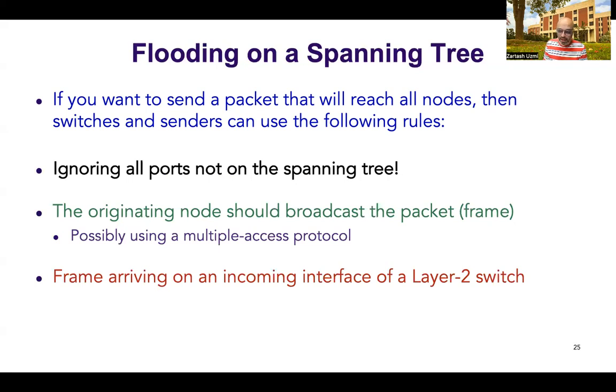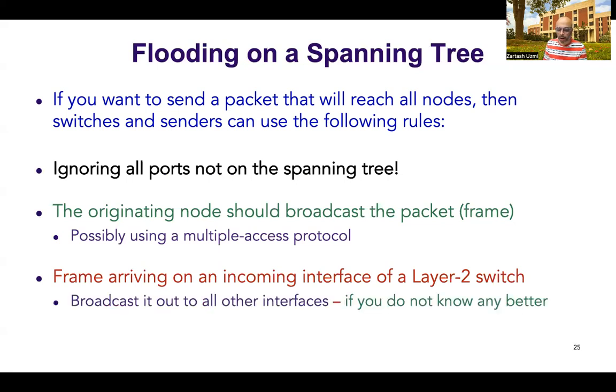And the frames arriving on an incoming interface of a layer 2 switch: if a layer 2 switch receives a frame on an incoming interface, it will broadcast it out of all of the interfaces, if you do not know any better. So a layer 2 switch, if it receives a frame, it will just broadcast it everywhere. It is part of the spanning tree, so it will broadcast it anywhere without having any fear of the packet going into a loop. Will it broadcast always? Well, if it doesn't know anything better about how to reach the correct destination, then it will just broadcast.